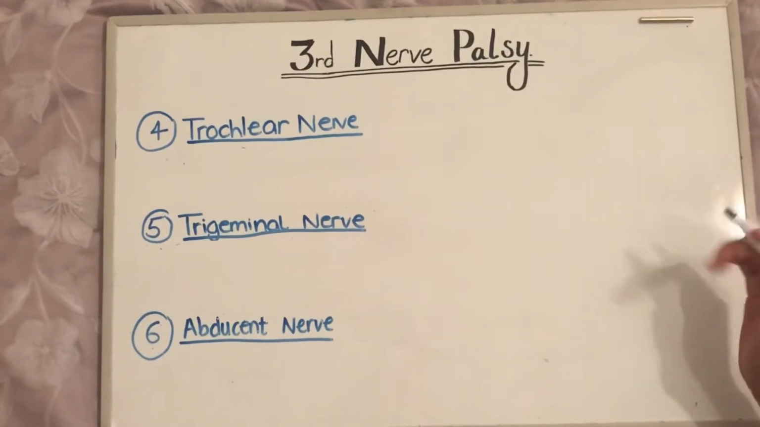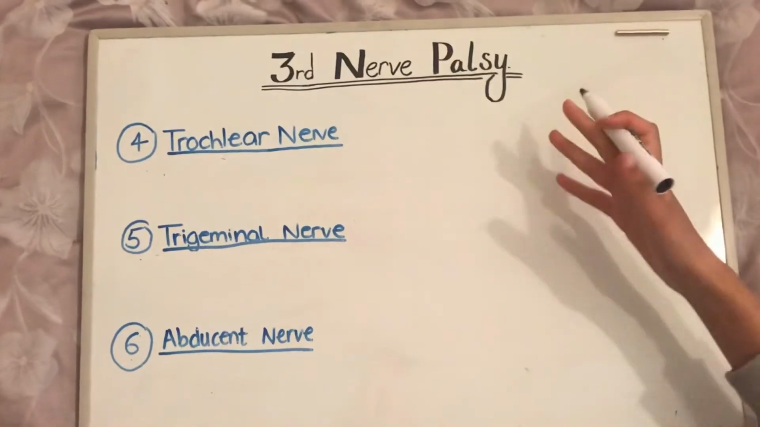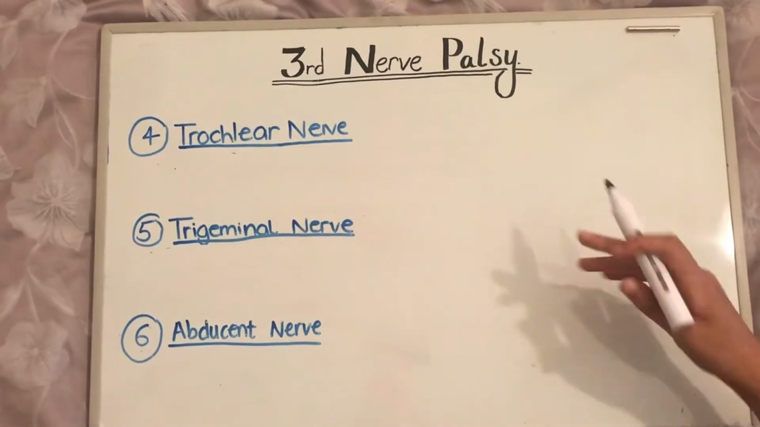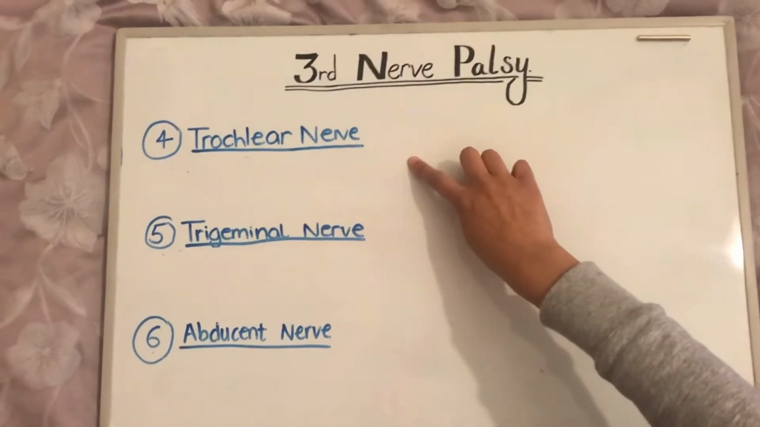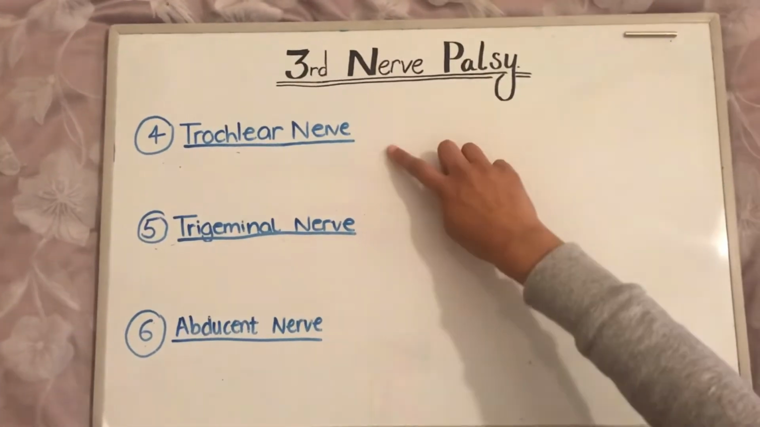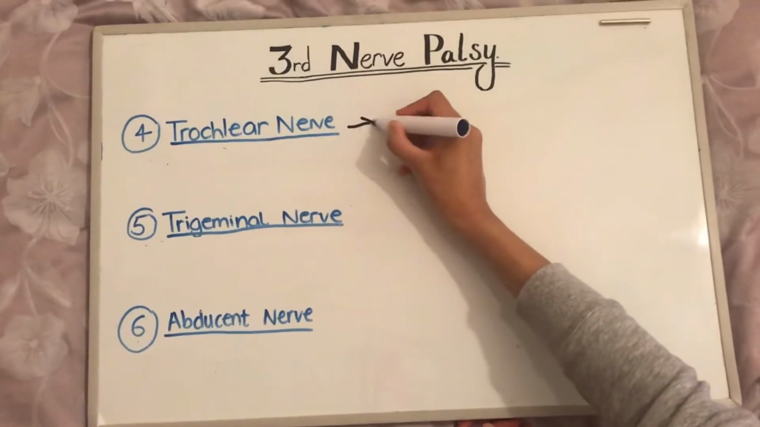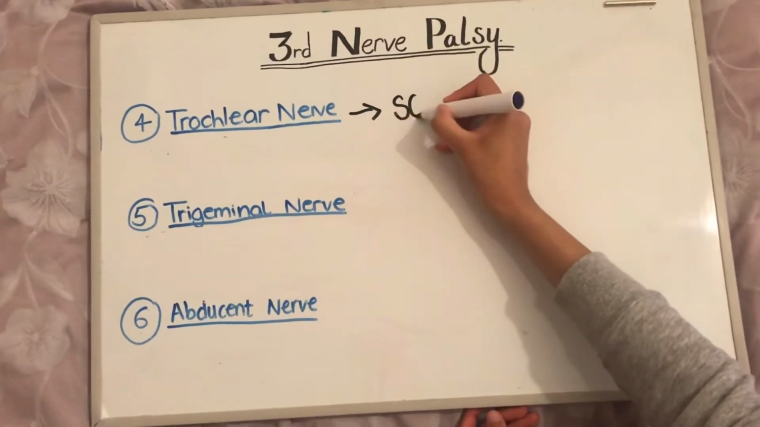So if you're presented with someone with a third nerve palsy, it's important that you check if the surrounding nerves are functioning correctly as well. So these nerves include the fourth cranial nerve, fifth and sixth, starting with the fourth cranial nerve, which is also known as the trochlear nerve. So this nerve is in charge of the superior oblique.